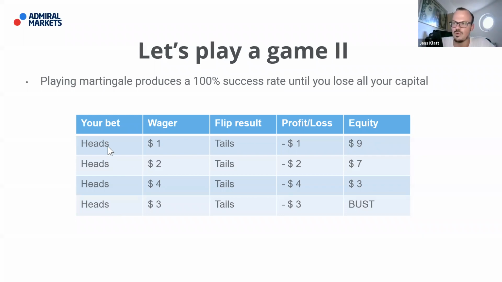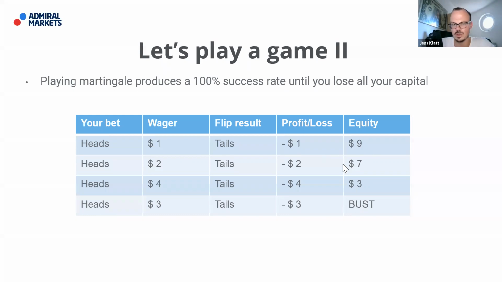And then we go for heads, and we have our wager of $1. Tails, -1 brings us down to $9. 10 minus 1. So the next one, we double down from 1 to 2 then. We bet heads, tails again, -2, brings us down to $7. Well, not so good, but we can double down again because we have enough equity at stake.